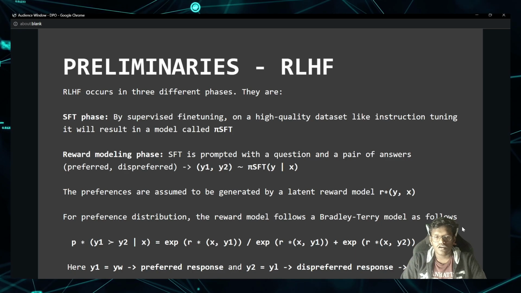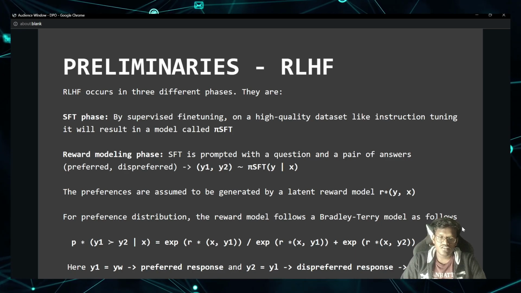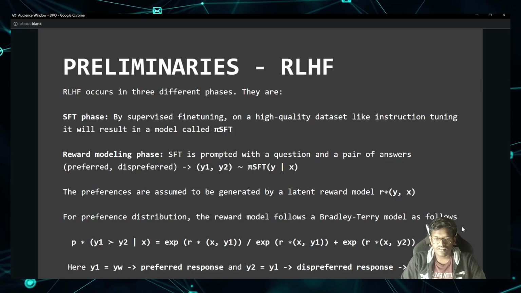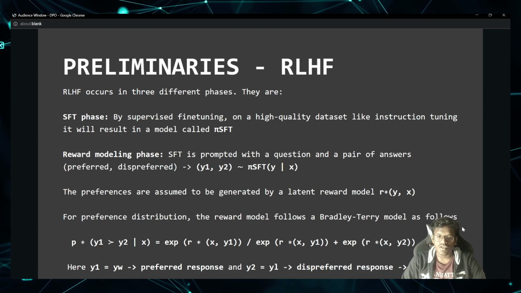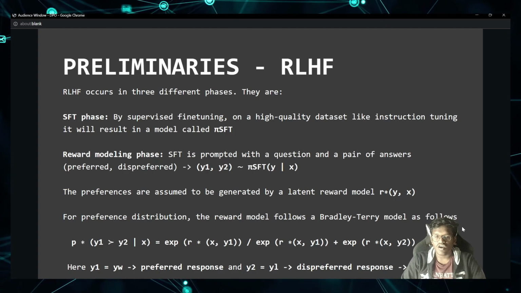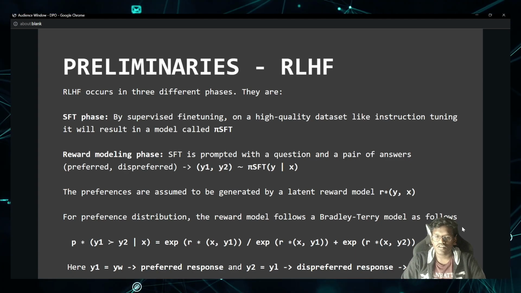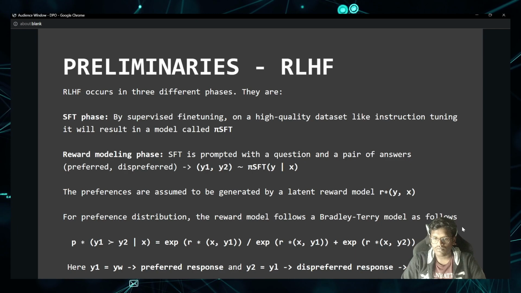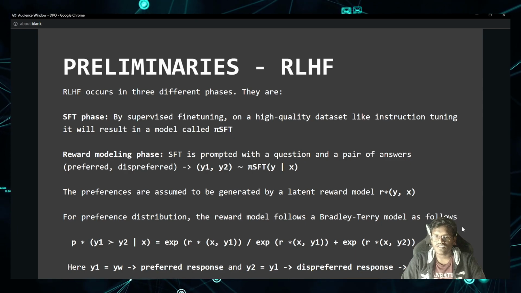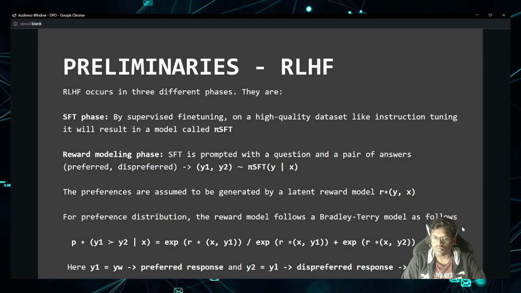Now P star (y1 is greater than y2 given x) is your preference distribution, which will be equal to exponential of r star (x, y1) divided by exponential of r star (x, y1) plus exponential of r star (x, y2). This is your equation number one.